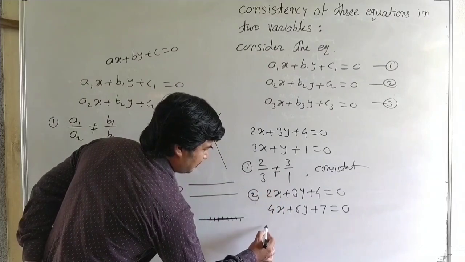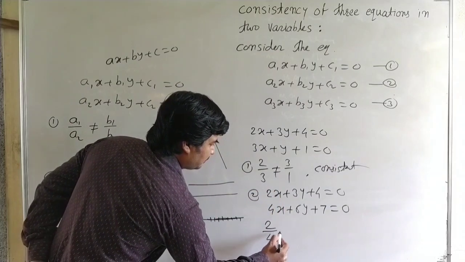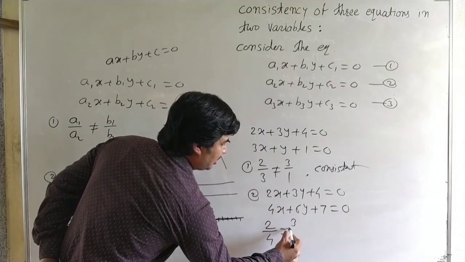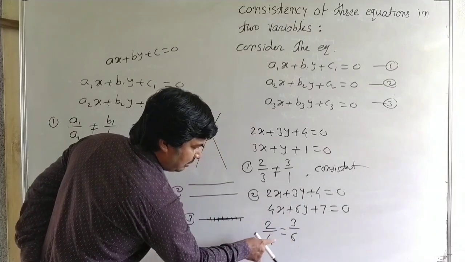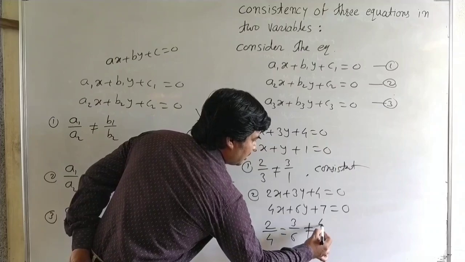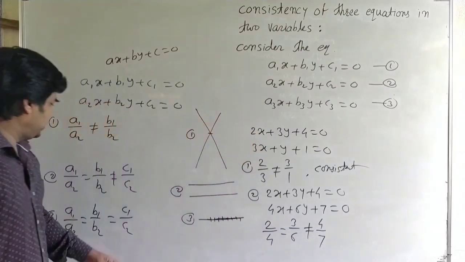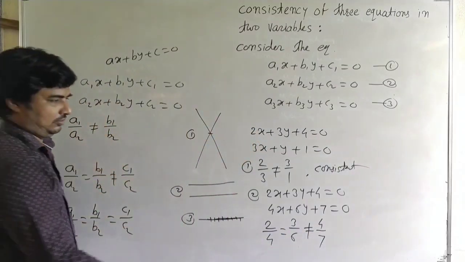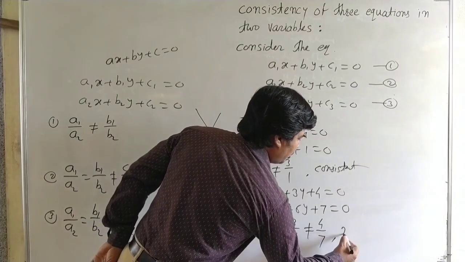In this case, here 2 by 4 is equal to 3 by 6. 2 by 4 is 1 by 2, 3 by 6 is 1 by 2, but it is not equal to 4 by 7. That means they have no solution. Okay, here not consistent.